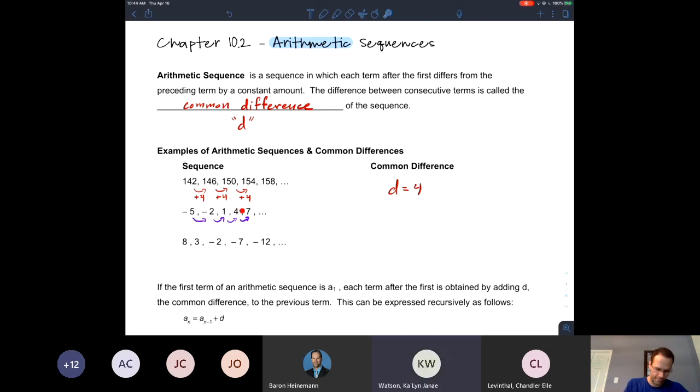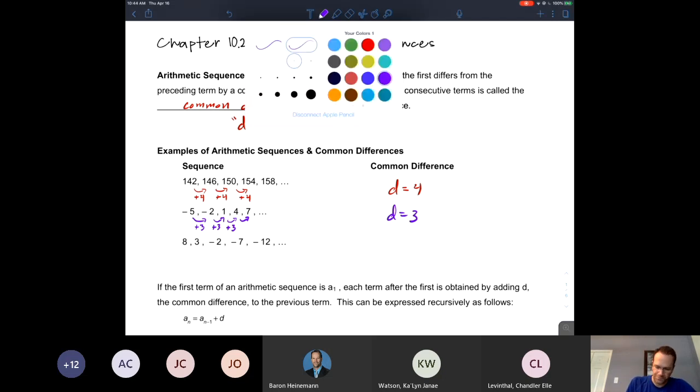3. So add 3. I heard it from a couple of people. If I just keep adding 3, the common difference must be 3, right? And it has to be consistent. It has to be the same number every time. I can't add 3 and then add 7 and then add 4 and then add 20. Common difference needs to be consistent across the entire sequence, or it's not an arithmetic sequence.